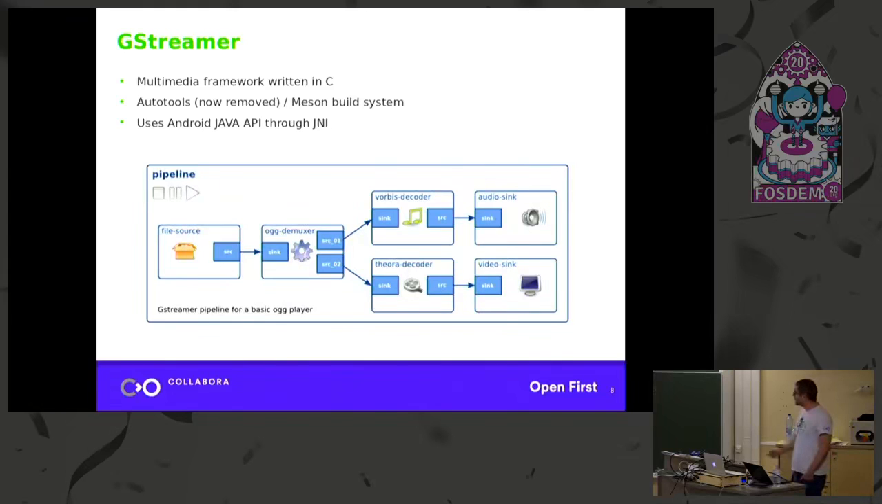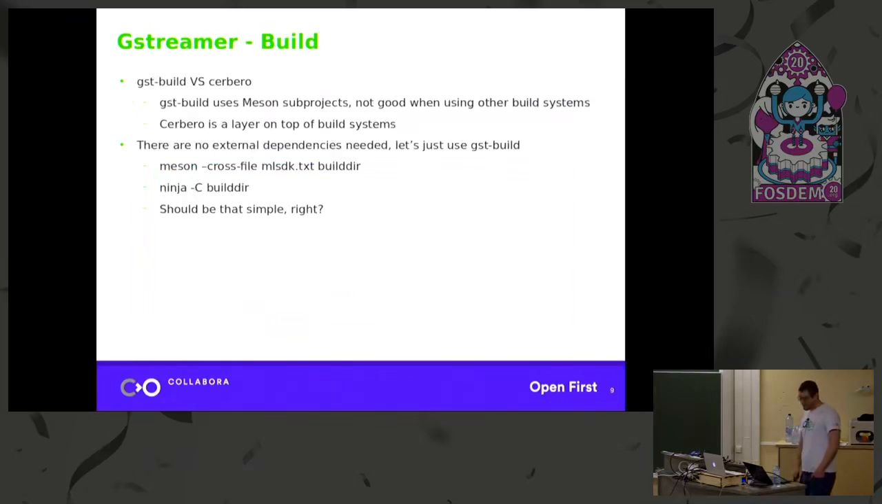So yeah, for people that don't know GStreamer, it's like a pipeline where you have elements you can connect together to write your rendering. So the first step is to actually build GStreamer using the SDK. There are two possible ways: either you use GST build or you use Cerbero.